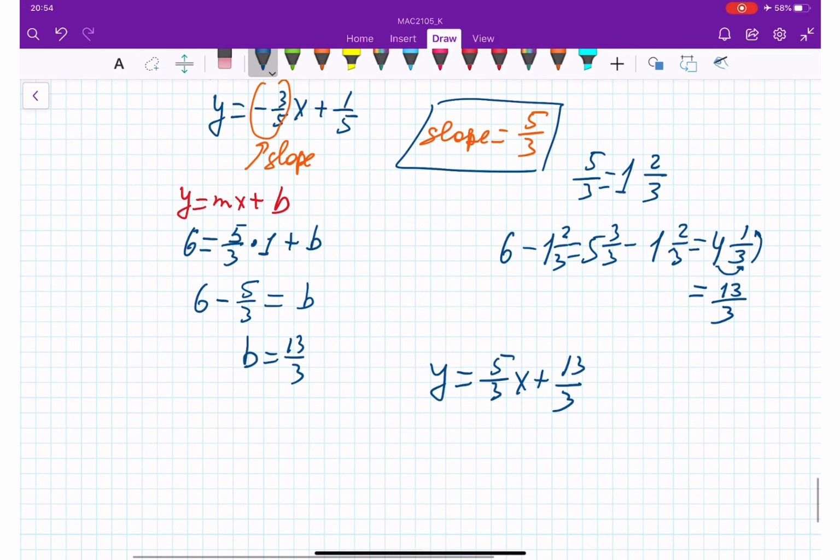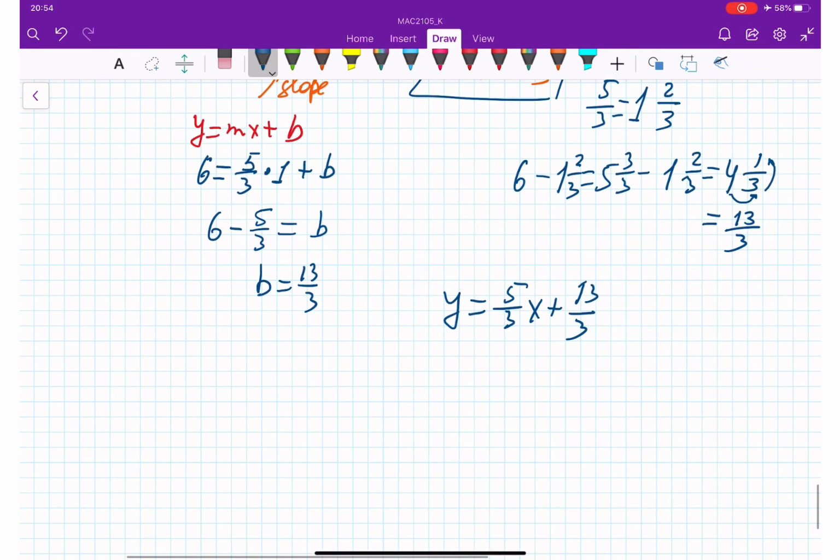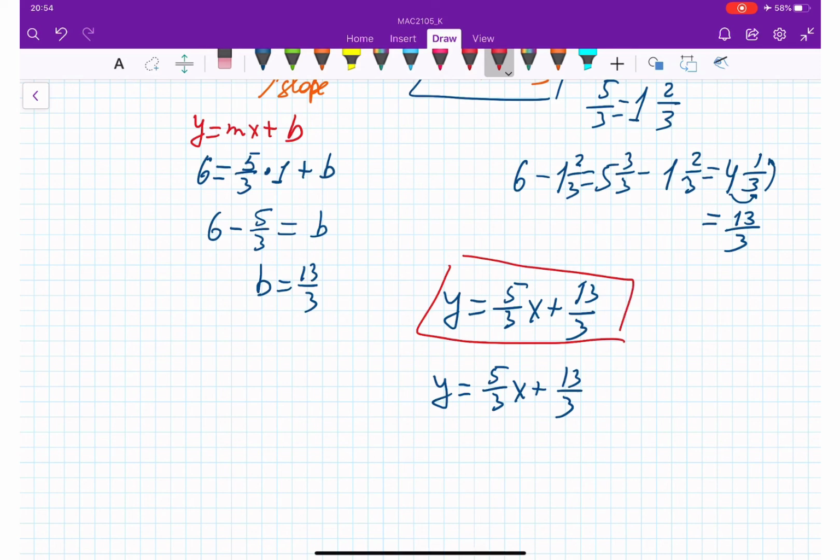Okay? And this is slope-intercept format. To write this in the format of standard form, let's see. The common denominator is 3 everywhere, right? Let me write down y is equal to 5 over 3 x plus 13 over 3. Let me put in the frame that this is the first answer.